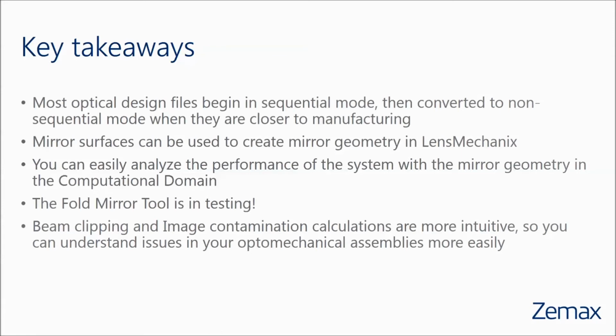When you get a file that has a surface without a thickness, you can use it to create a mirror geometry in LensMechanix, so there is no need to send it back to your optical engineer. You can easily analyze the performance of the system with those mirror components instead of the surfaces in the computational domain. The fold mirror tool is in testing, so that will be in a future release. And beam clipping and image contamination calculations are going to be more intuitive, so you can better understand any issues in your optomechanical assemblies.